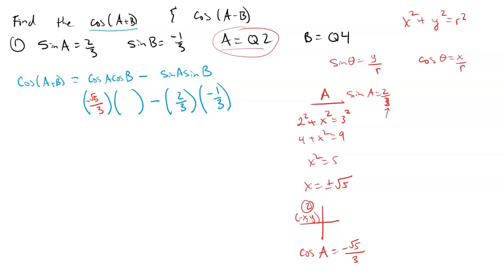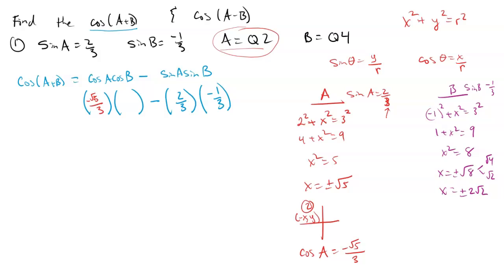And I could do the same thing to find my B value. So I'll do B in a different color. Again, I'm given that the sine of B is negative 1/3. So negative 1 squared plus x squared is equal to 3 squared. So 1 plus x squared is equal to 9. This gives me 8. Now, I can simplify the radical of 8, right? That does simplify down into root 4 and root 2. So that does give us 2 root 2.